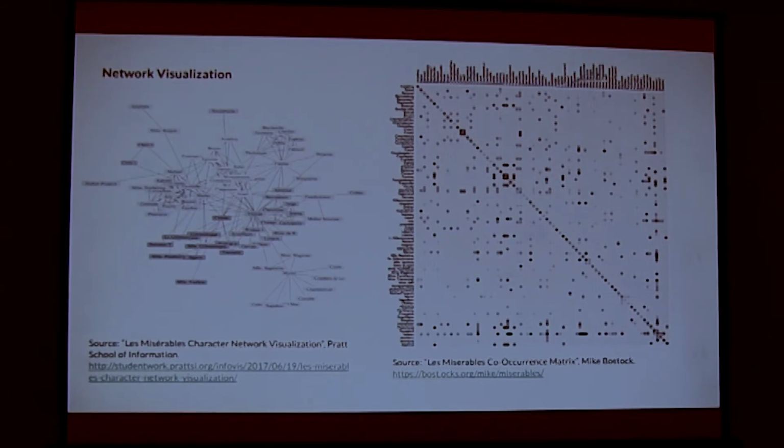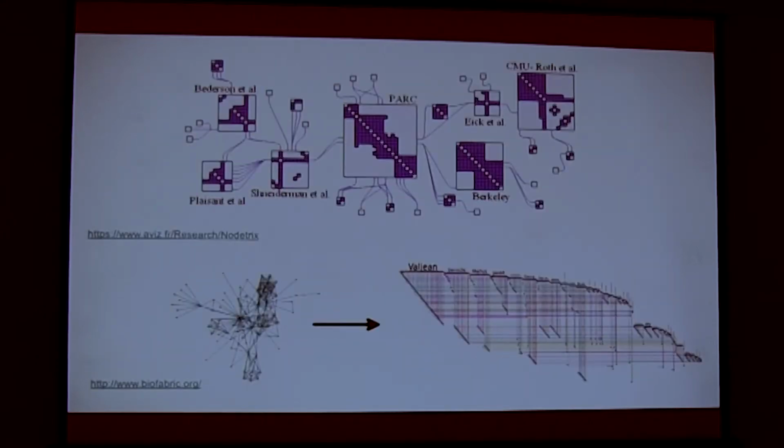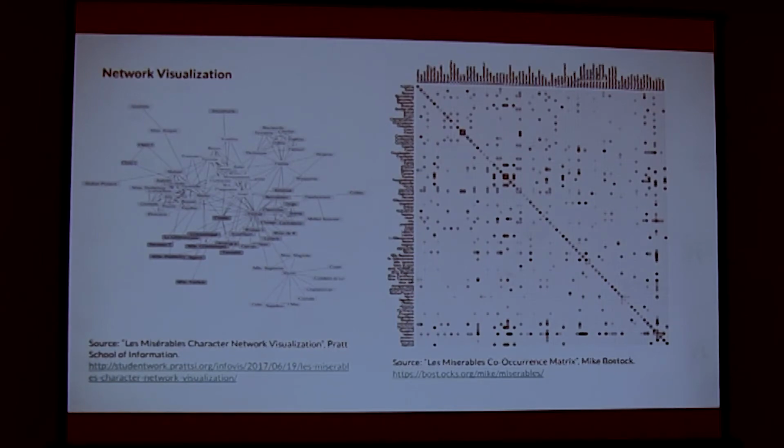Here's another example, a really classic example of a network, Les Miserables, where we have a network graph on the right and a co-occurrence matrix on the left. This is a data set that has, I think, 65 nodes in it. And so we start to see very quickly how these things can balloon out when we're thinking about individuals in our data set as nodes.